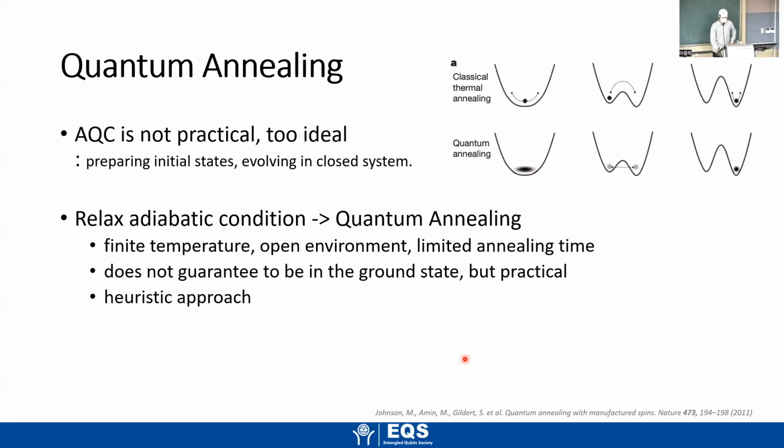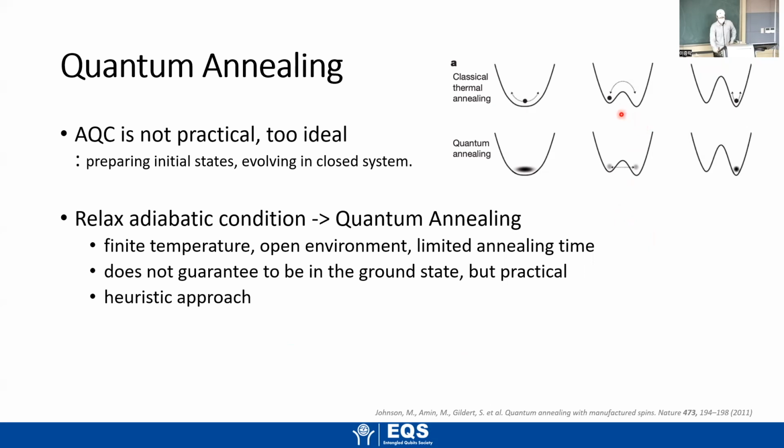So this is just a side note. Before quantum annealing was introduced, there was also something called classical thermal annealing. There has been some argument saying that quantum annealing is better than classical thermal annealing, because in both annealing processes, we slowly, gradually increase the barrier between each state.